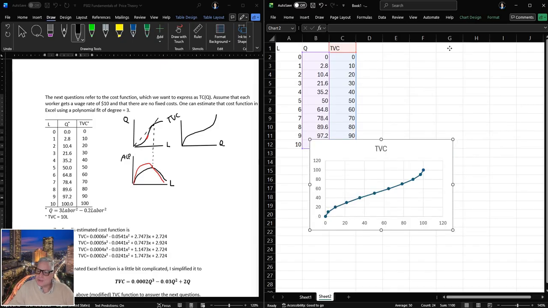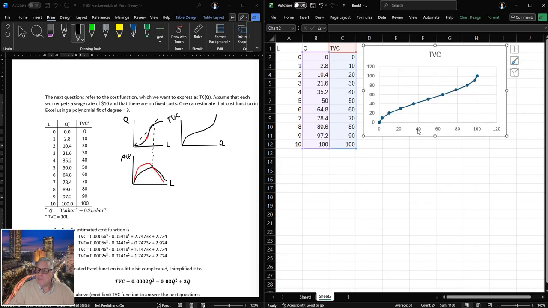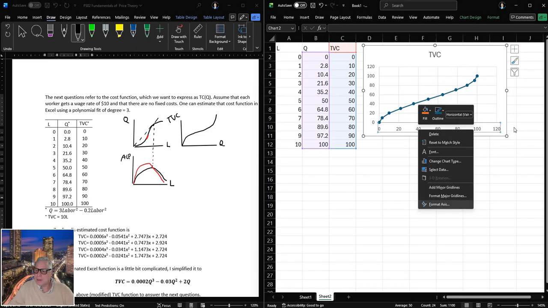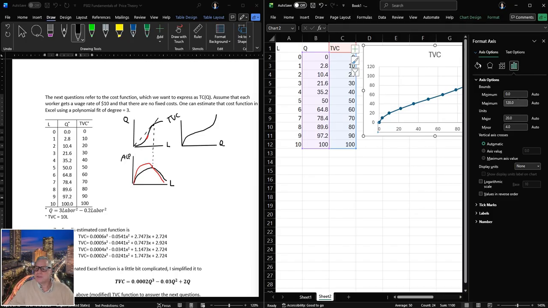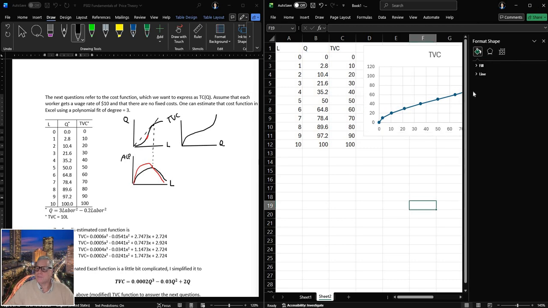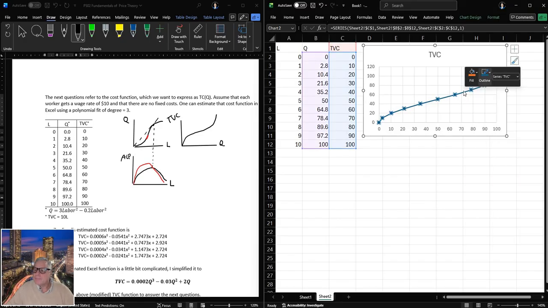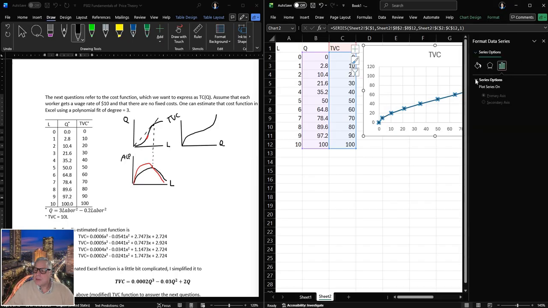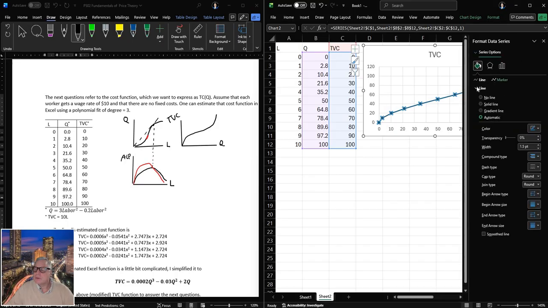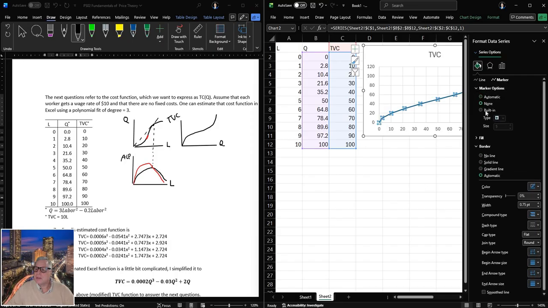Anyhow, what I didn't like is all those markers, but we can remove those. So let's format it a little bit nicer. Format axis. So I think the maximum is 100, so let's do that. Let's limit it to 10, and we don't really need those dots. So format data, series options, marker option, none. Okay.